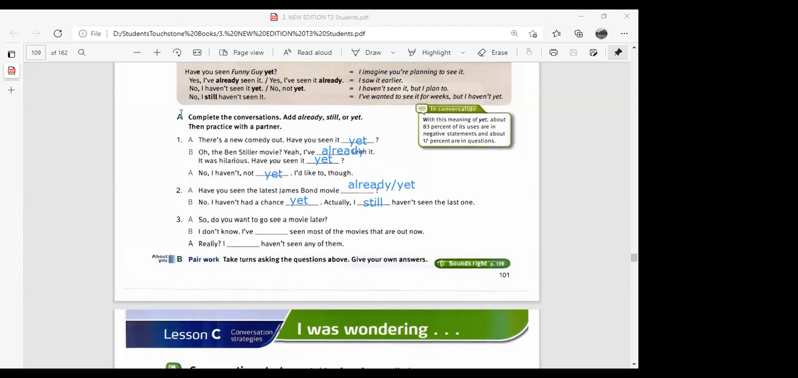It's just three: already, still, and yet. See the context, the rest of the sentence. Already, yes. You see? Okay. You can do it. Okay, I repeat. I've already seen most of the movies that are out now. Yes.